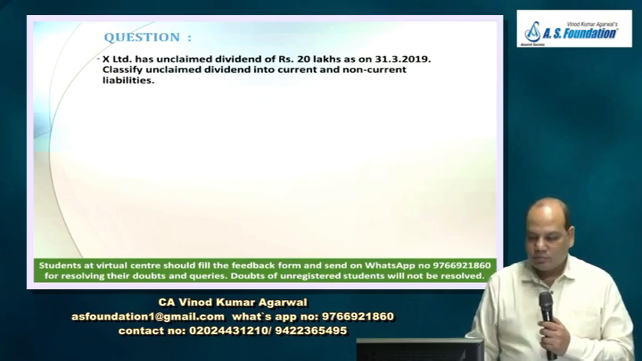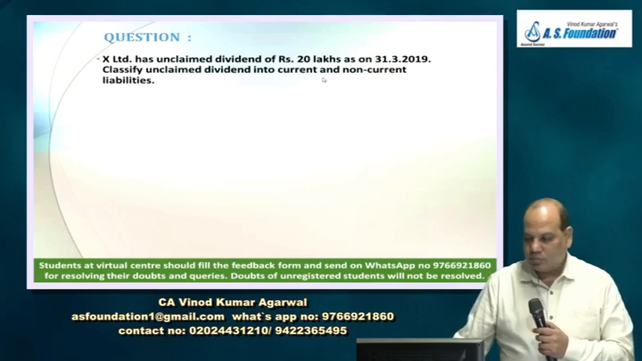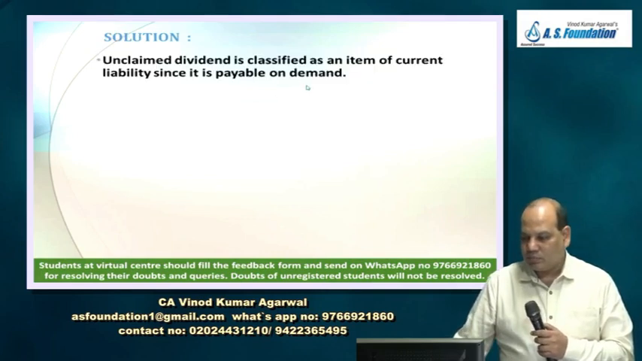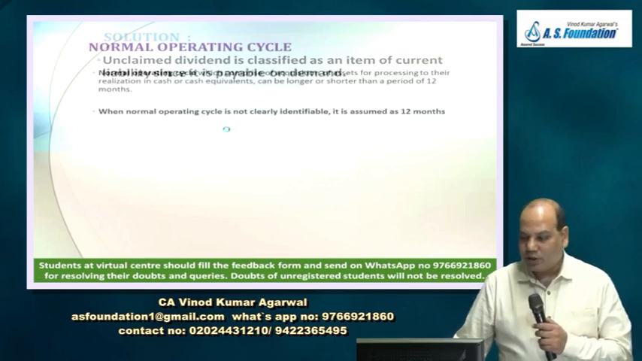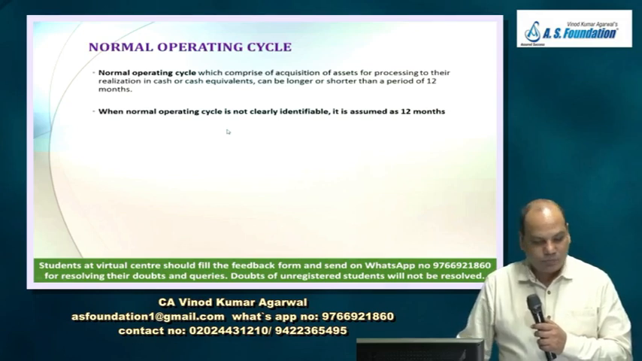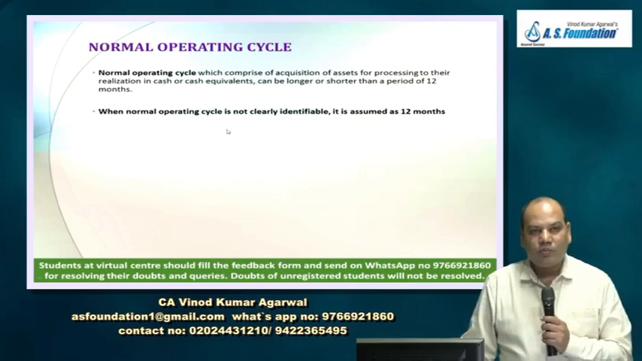Current liability. Because anytime the shareholder can demand the payment and you cannot defer it for more than 12 months. Is it right? So the shareholder can claim the dividend. Now we'll see in the next paragraph what is a normal operating cycle.